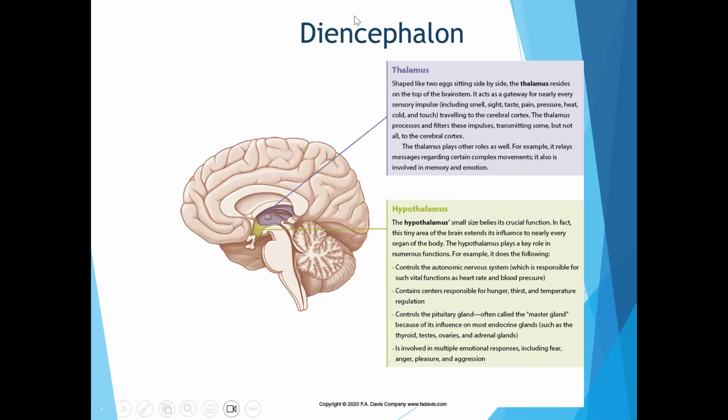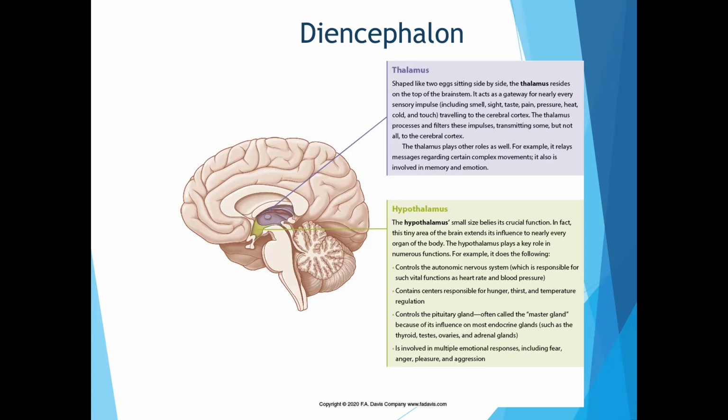So the thalamus is a major structure in our sensory system. It's kind of a gateway for all of our sensory impulses. That includes obviously smell, sight, taste, and pain. Just pressure sensations, hot and cold, as well as light touch, vibration, all that kind of stuff. Before it travels all the way to the cerebral cortex, it hits the thalamus first.